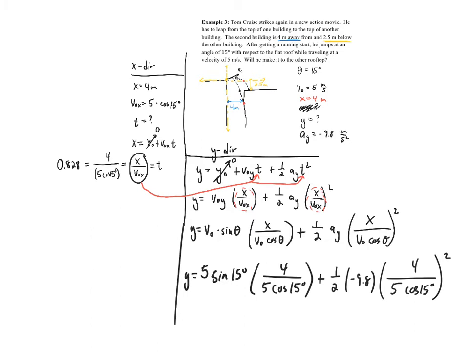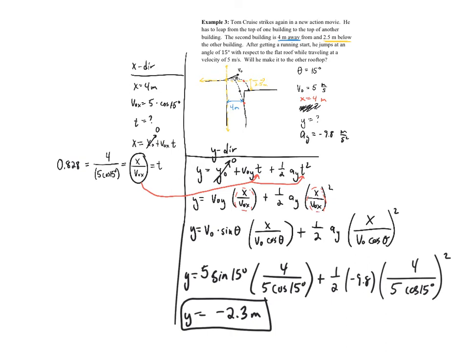I don't know if I did this in the vertical. Did I do it this way? I did. Okay. So we're going to get y equals negative 2.3 meters. You can check mine. I may have rounded earlier. I used 0.8282 for my time. But then I think it looks like I plugged in the entire expression anyway, so it didn't matter in the end.